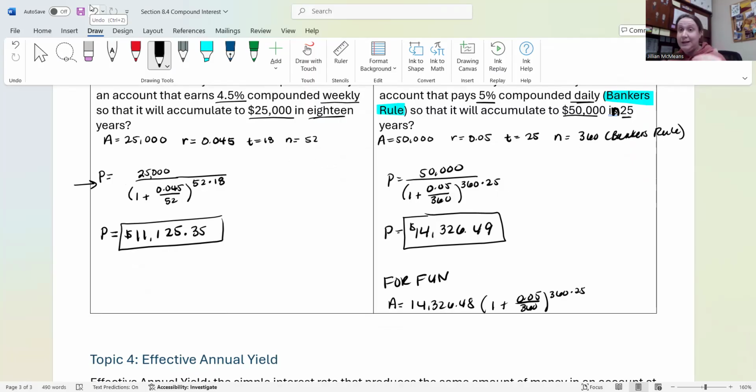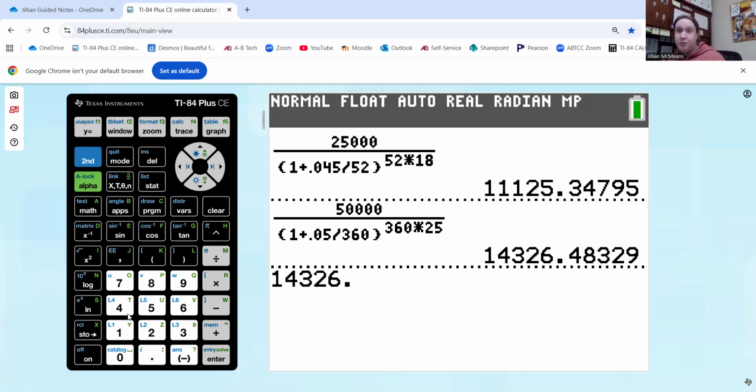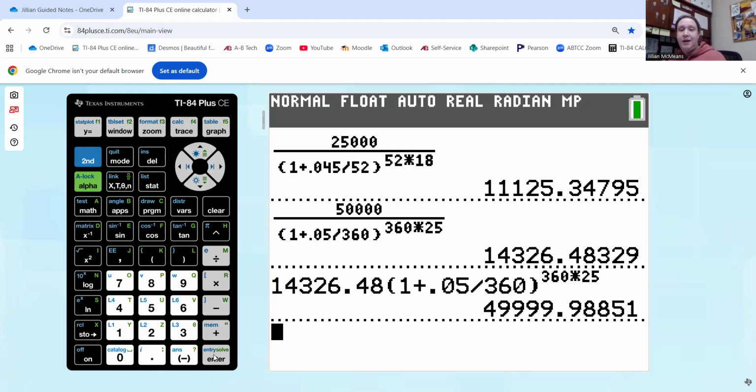And remember, we have to get at least $50,000. If we don't get $50,000, even by a fraction of a cent, we didn't meet our goal. So this is going to show you why we have to round up. Let's pretend we didn't round up and we just typed in $14,326.48 times 1 plus 0.05 divided by 360 raised to the 360 times 25. You can see here we're short by less than 2 pennies, but we still haven't officially met our goal. So if we don't round up, we're going to be short. Like I said, it's less than 2 full pennies, but we still haven't met that goal.